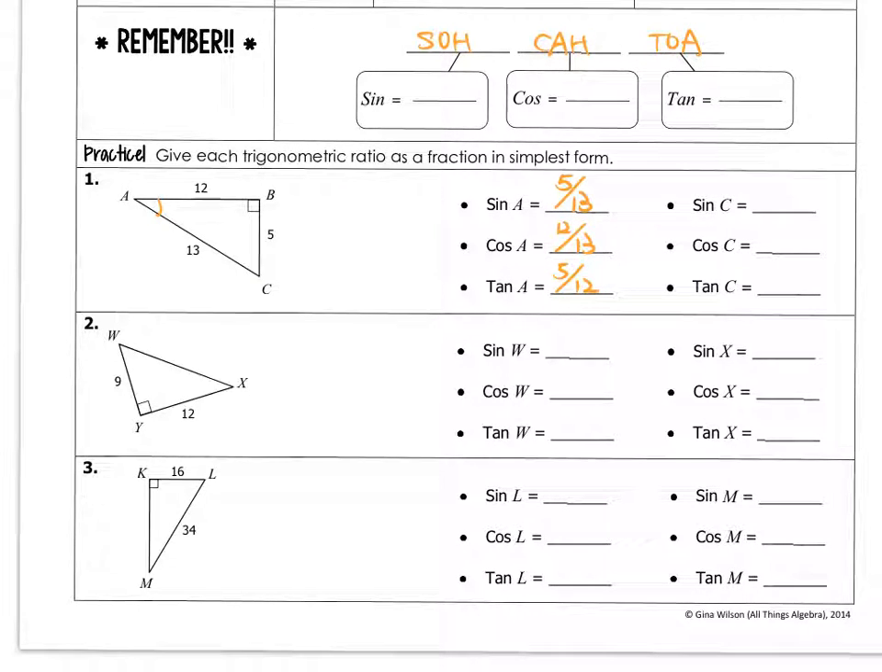Now if I look at sine C, the opposite is 12 and the hypotenuse is 13. Cosine C, the adjacent leg is 5, hypotenuse is 13. Tangent is opposite leg over adjacent leg. Okay, so finish 2 and 3. In 2 and 3, they only give you two legs, or one leg and the hypotenuse, so you have to use the Pythagorean theorem first to find the third side, and then calculate all the ratios.